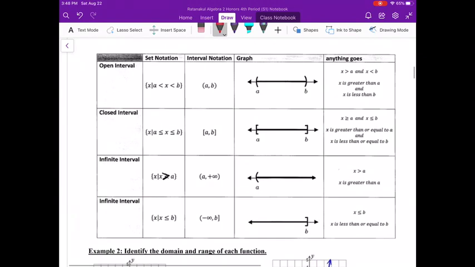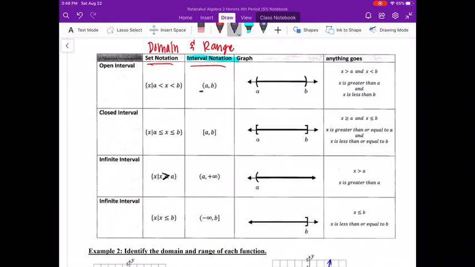So in this chart, there are a couple key things to note. We use set notation and interval notation when we're writing out domain and range. You do need to know how to write domain and range in both ways, but personally, I prefer interval notation. A couple things to note here.